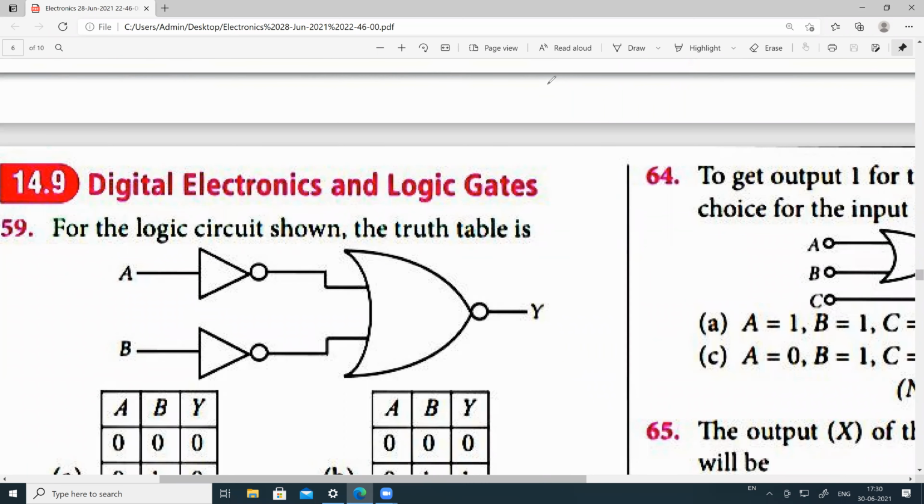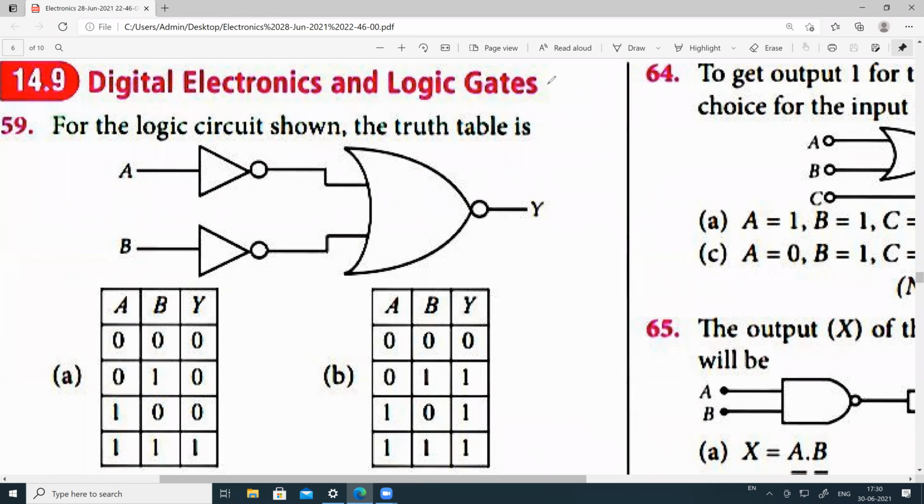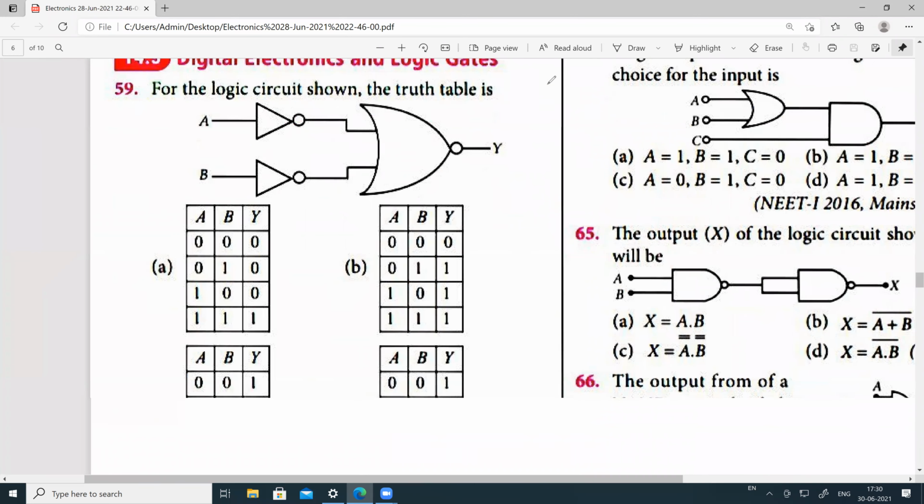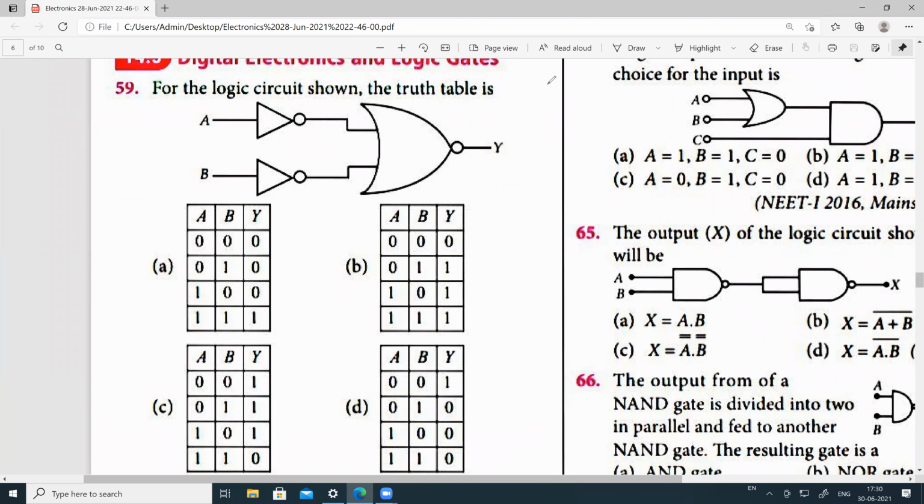So 59th one. For the logic circuit shown, which truth table is suitable? So if you observe all the 4 options, the truth table they are asking, so 8th one is the right answer because it is the AND gate.